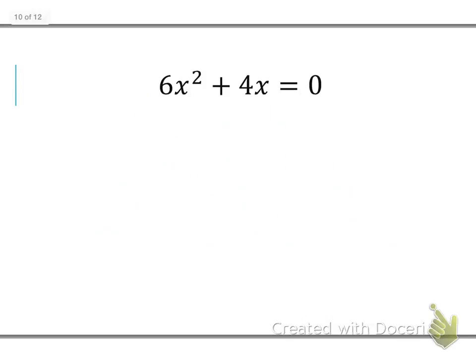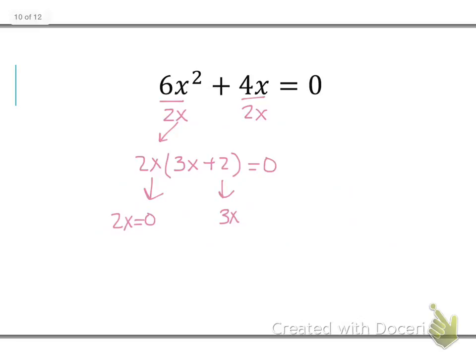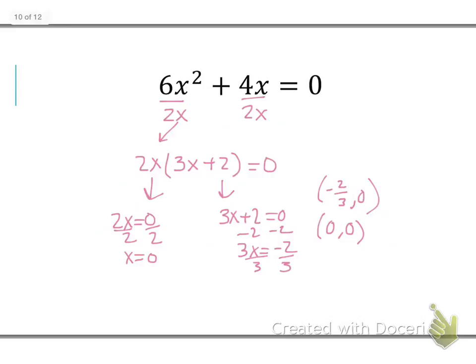Okay, this one it looks like we have a GCF. It looks like they both share a 2 and an x, so let's divide by 2x. Remember that goes on the outside. 6 divided by 2 is 3, x squared divided by x is x, 4 divided by 2 is 2. We set them both equal to 0 like we did in the other one, so 2x equals 0, and 3x plus 2 equals 0, so we got to subtract 2, divide by 3. So we got negative 2/3, 0. If I divide by 2, I got x is equal to 0, so my other one is 0, 0.